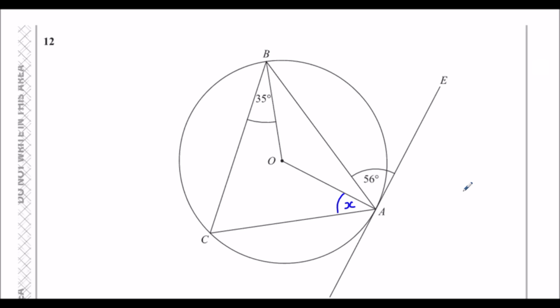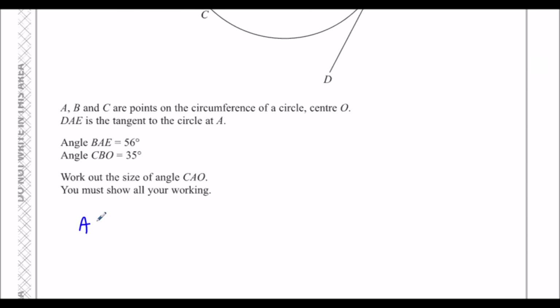So when we see a triangle in a circle and we've got a tangent, we can think of the alternate segment theorem. So this 56-degree angle here is the same as this one here. So angle ACB is 56, and I'll make a note of this because of the alternate segment theorem.